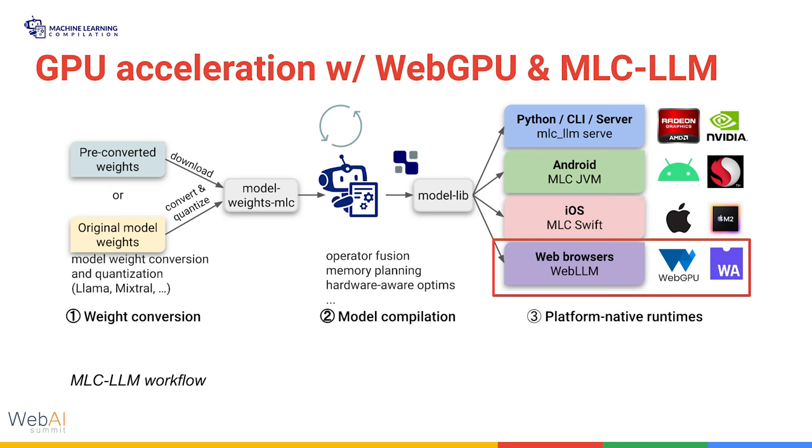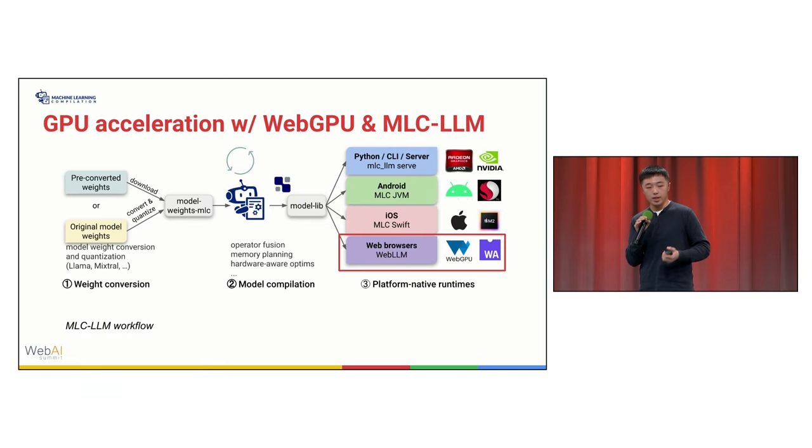And a quick overview of how MLC-LLM works. Basically, you feed it with a model definition, and then it will do various machine learning compiler optimizations, such as operator fusion, memory planning, or graph level optimization, et cetera. And then the output is going to be different kinds of kernels. It can be CUDA kernel, ROCm kernel, Metal kernel, or even kernel for iOS or Android devices. And in our case, it's a WebGPU kernel.